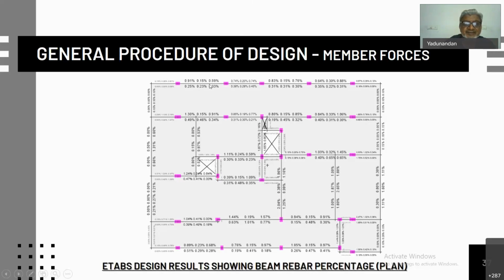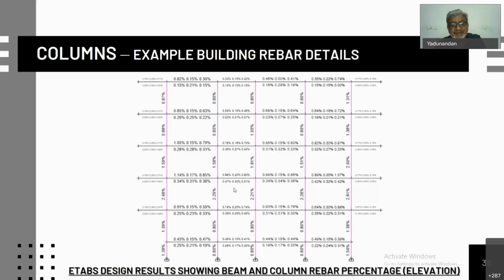shown here as the central section, left support section, right support section, like that for all the entire beams it is provided. And similarly, you have the reinforcement percentage for columns starting from the lower position of the column to the topmost point and reducing.